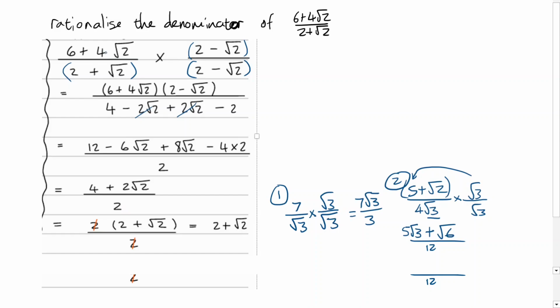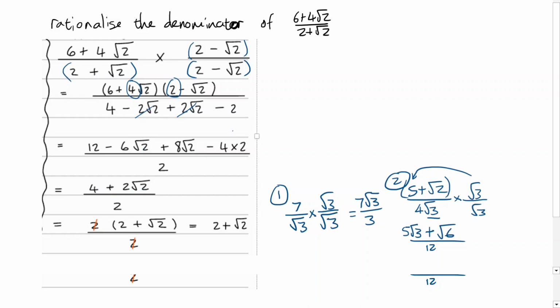And on the top, I'm going to FOIL carefully. So 6 times 2 is 12. 6 times root 2 doesn't go together, so it's minus 6 root 2. 2 times 4 root 2, I just times the big numbers together. So 2 times 4 is 8, and then there's a root 2. And lastly, 4 root 2 times a minus root 2. The root 2 and root 2 just becomes 2, so it becomes 2 times 4, which is 8. And so you've got 12 minus 8, which is just 4. You've got 8 chocolates minus 6 chocolates is just 2 chocolates.